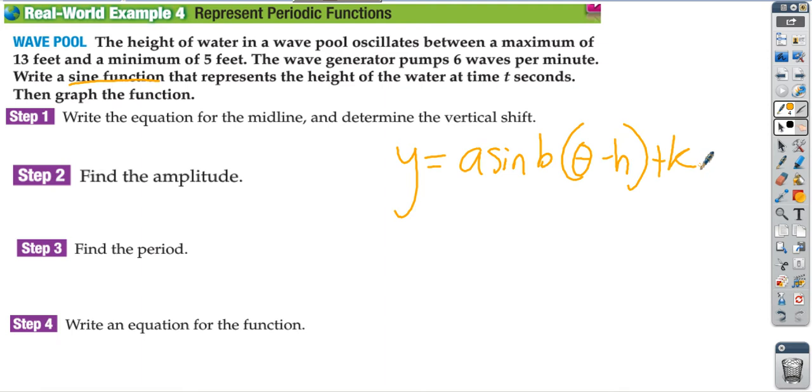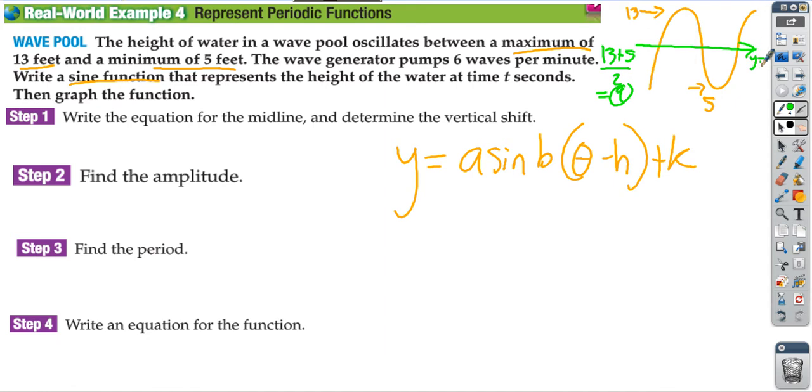So first let's start with the amplitude, a maximum of 13 and a minimum of 5. So let's say you have this wave or something. This up here is 13 and the low point is 5. Okay, how do we find the midline? Well, we did it before. We just find the average. So 13 plus 5 divided by 2, that's going to equal 9. So this midline right here is y equals 9.